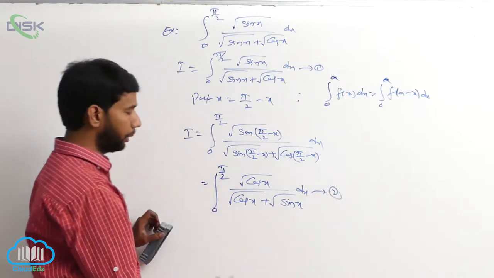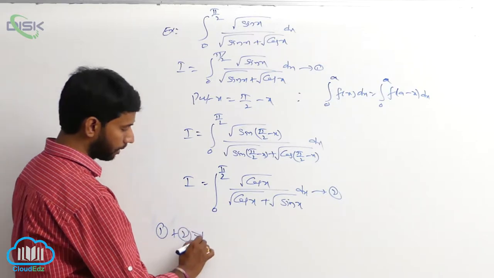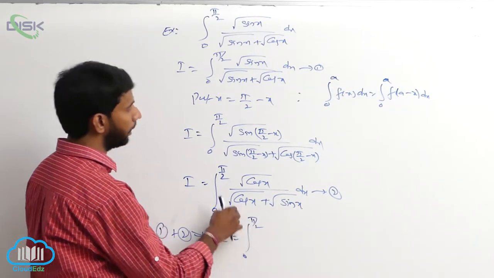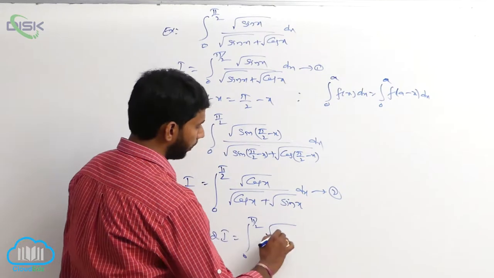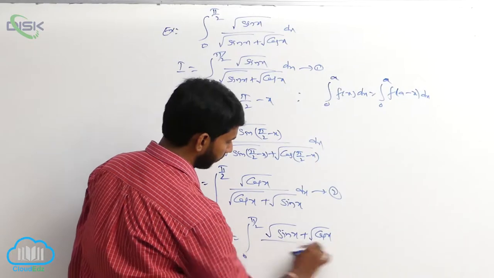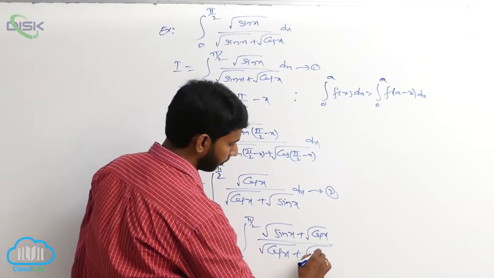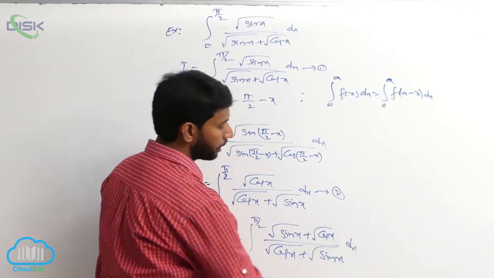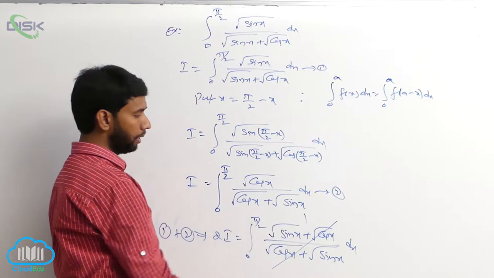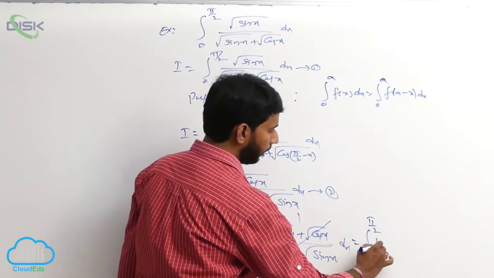That is condition number 2. Adding these two conditions, 1 plus 2 implies 2I is equal to, in both conditions the denominator is the same. Adding the numerators, that is the integral of root sin x plus root cos x by root cos x plus root sin x dx. Here root sin x plus root cos x is cancelled, that is 1 dx, in 0 to pi by 2.